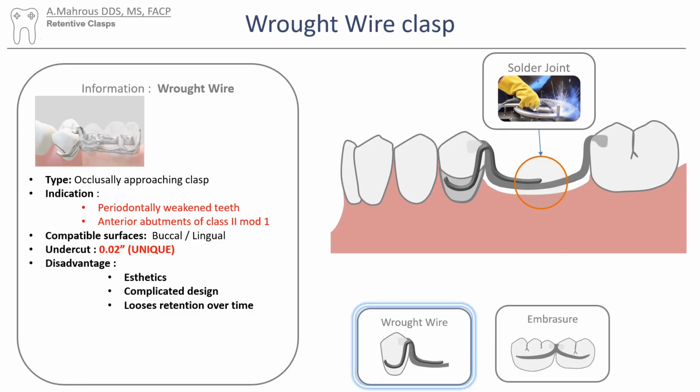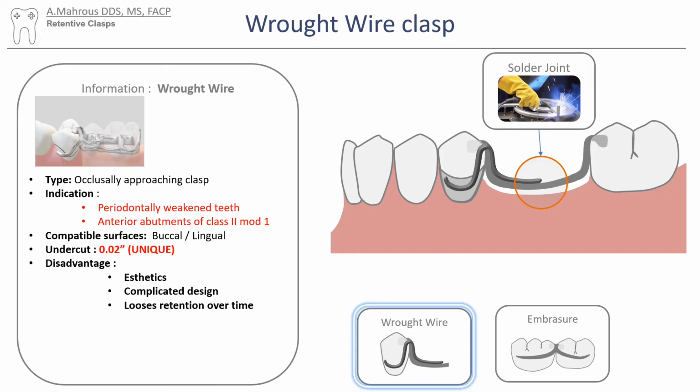So why do we ever use it? The only indications are for periodontally weakened teeth. That is because their flexibility allows for less forces on those teeth. The other indication is on an anterior abutment of a modification space of a Class 2 Mod 1. The reasons behind this are explained in a lecture linked in the description below.